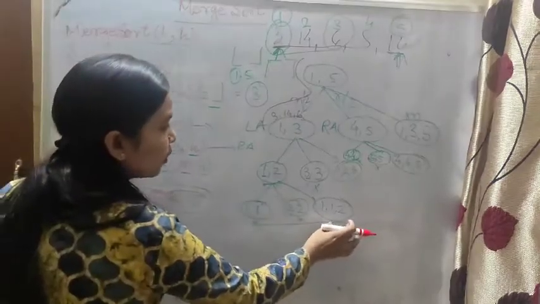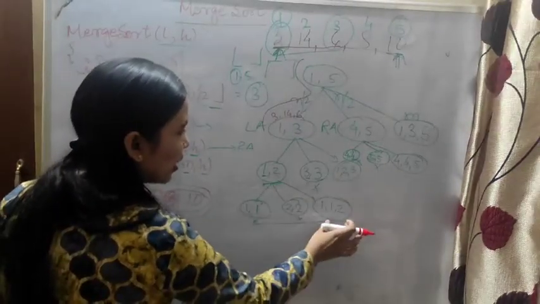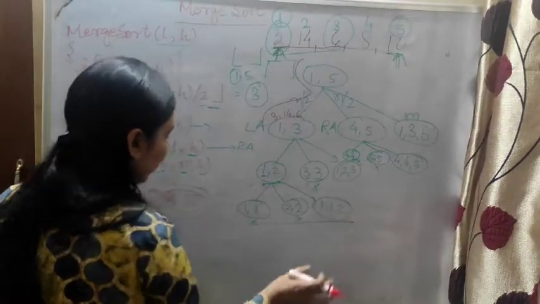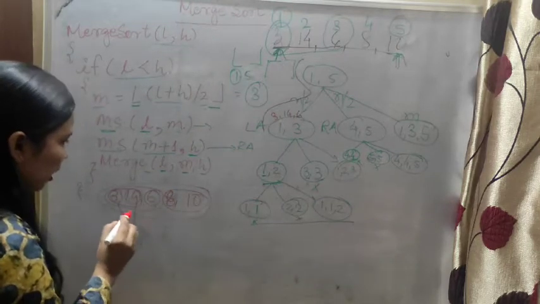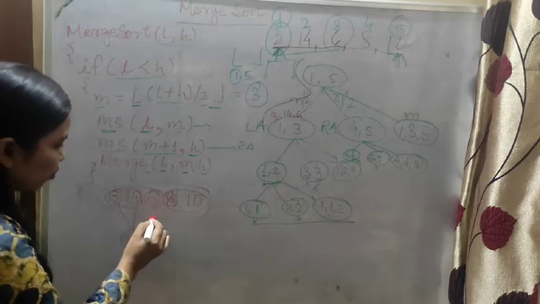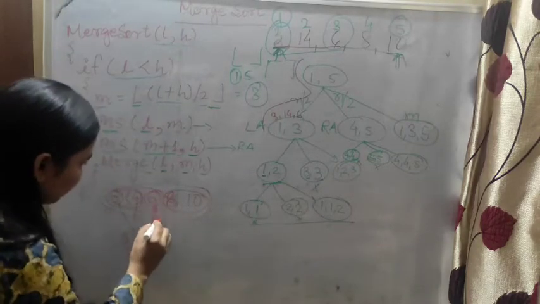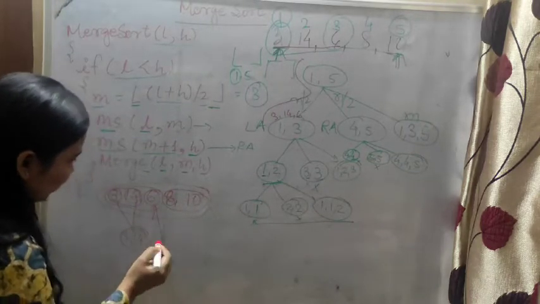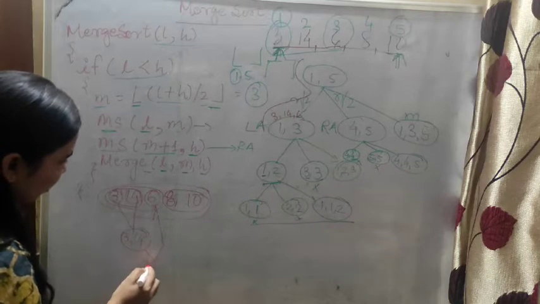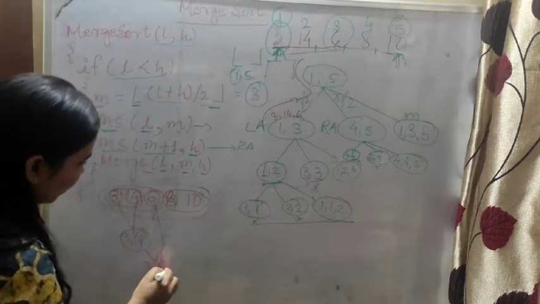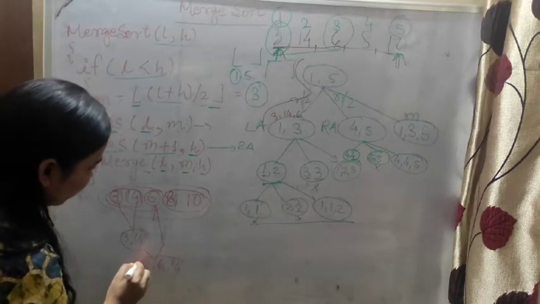Merge means we will compare these two elements, and then after sorting, keep it here, store it. So 3 and 14. Now 3 and 14 compare with 6. Whenever you compare with 6, see, these two elements you will compare. So then 3 will come, 6 will come, and then 14 will come, like this.